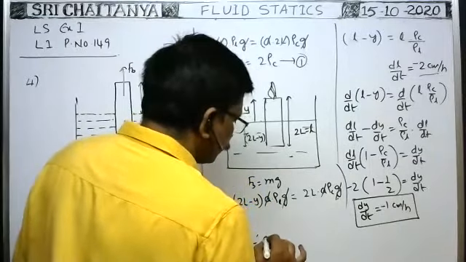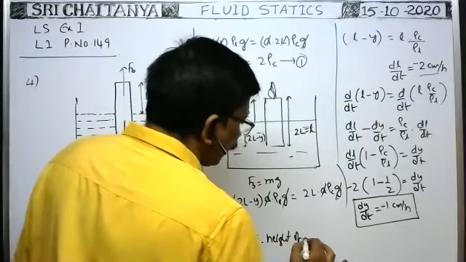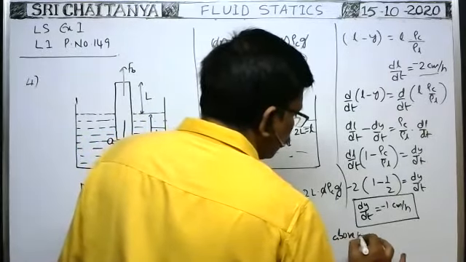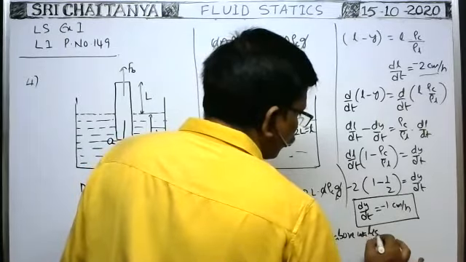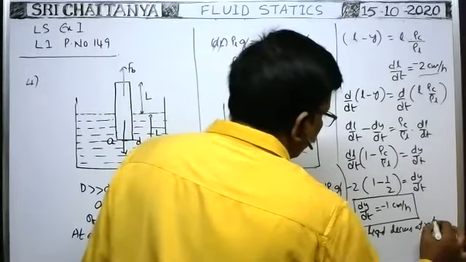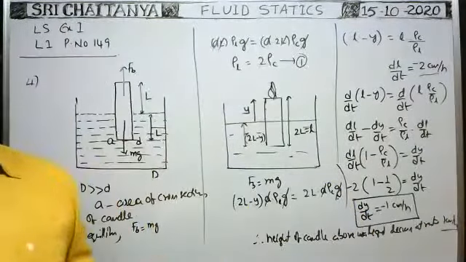Therefore, height of the candle above water, or above liquid, decreases at the rate of 1 centimeter per hour. That is the answer. I think 1 centimeter per hour is the answer.